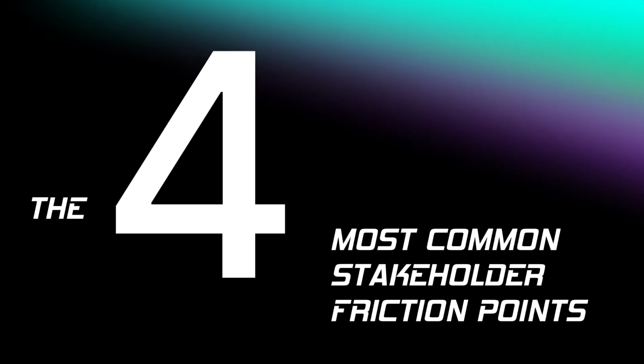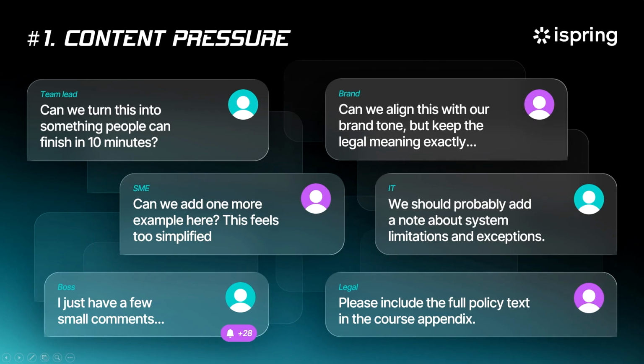Now, this is a really good snapshot of what stakeholders can care about. Over time, I started noticing that some situations were repeating all over again. So from my personal experience, I was able to find the 4 most common frictions that can happen during course creation. Okay, so let me move on here.